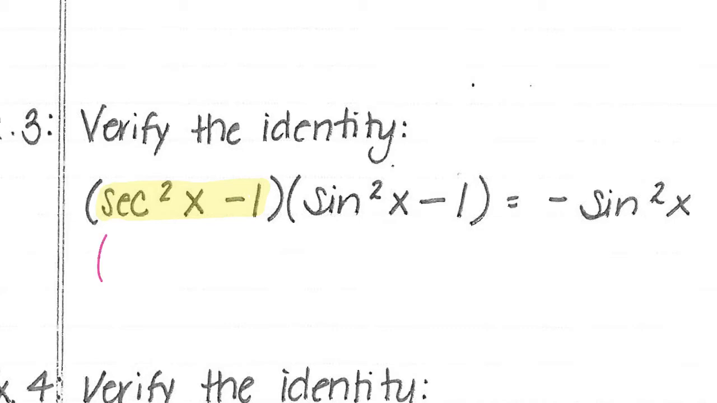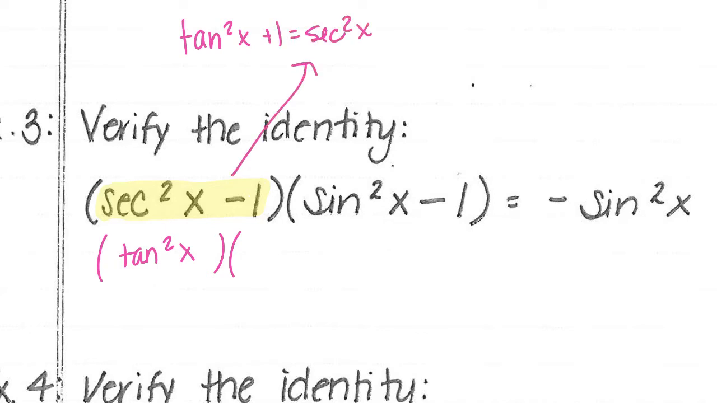Secant squared x minus 1 is equivalent to tangent squared x. So it just has to be manipulated a little bit because we know that tan squared x plus 1 is equal to secant squared x. So that's how we get this. We're just manipulating this by subtracting the 1 over, and that way we know tan squared x is equal to secant squared x minus 1.